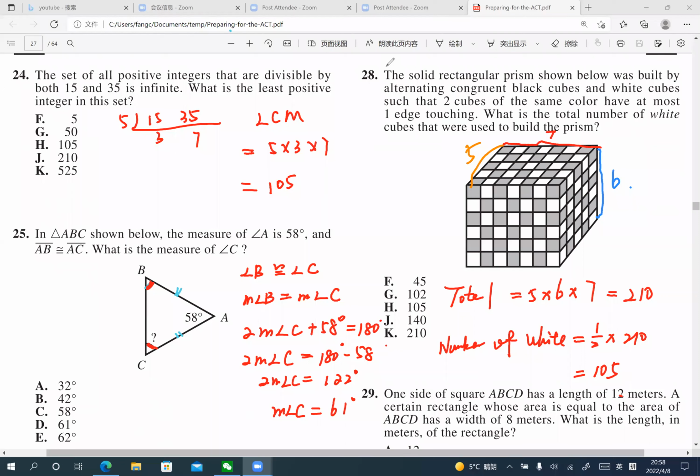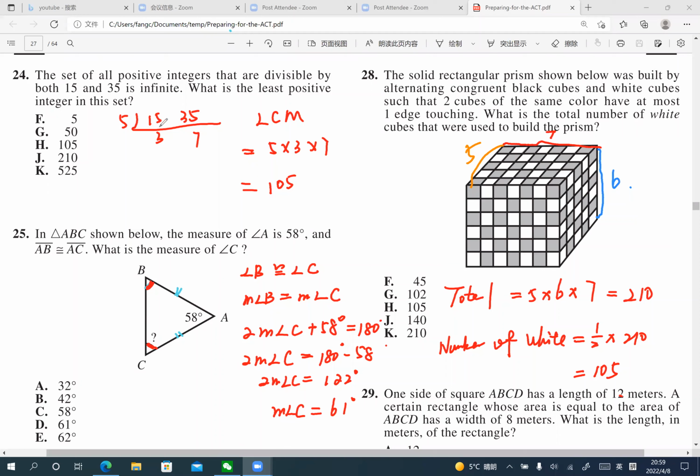Question 24. The set of all positive integers that are divisible by both 15 and 35 is infinite. What is the least positive integer in this set? So question 24 is requiring us to find the value of the least common multiple.